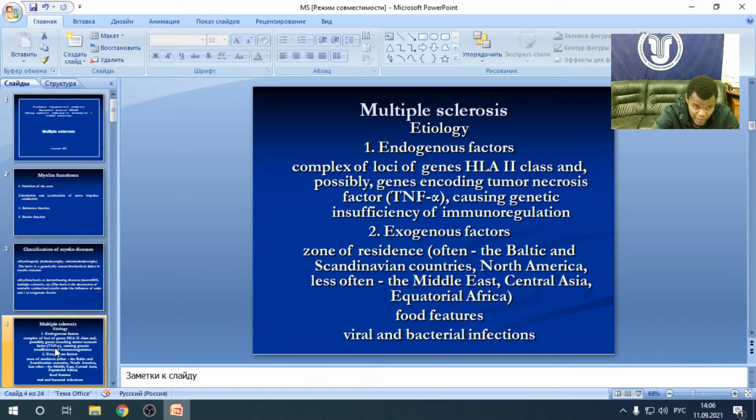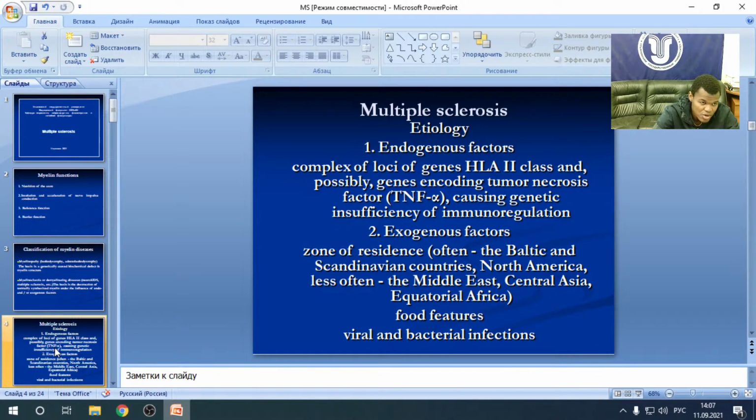So etiology: whenever you hear the word etiology, it means causes. Etiology is just a scientific, medical term that we always use. But you need to understand that when a doctor or a teacher is talking to you about etiology, obviously he's talking to you about causes.